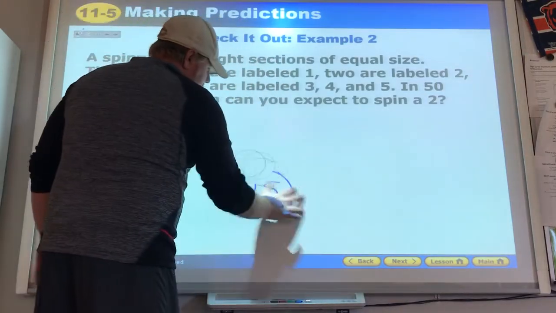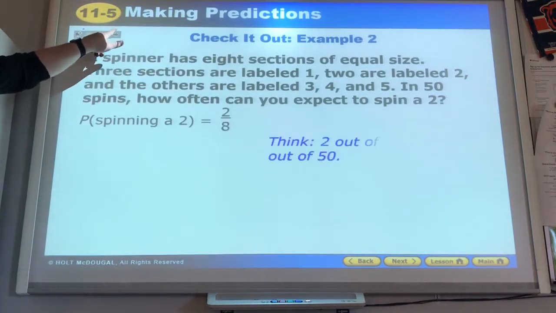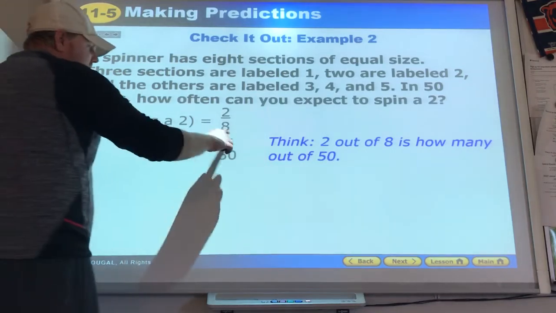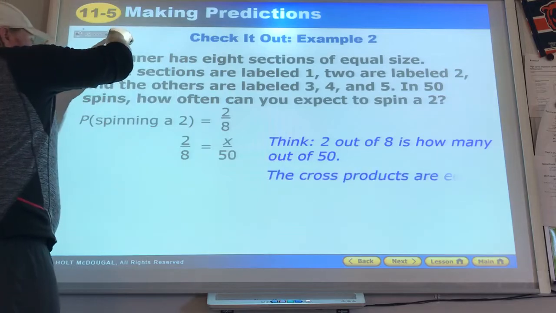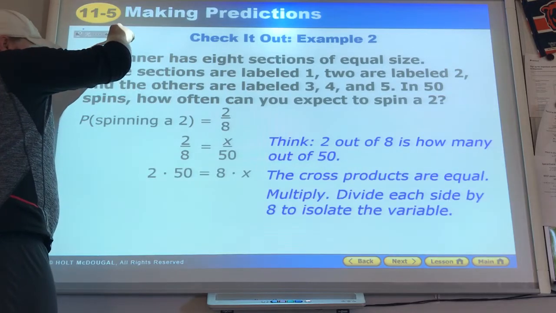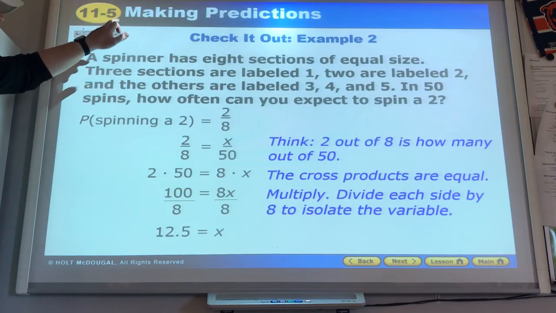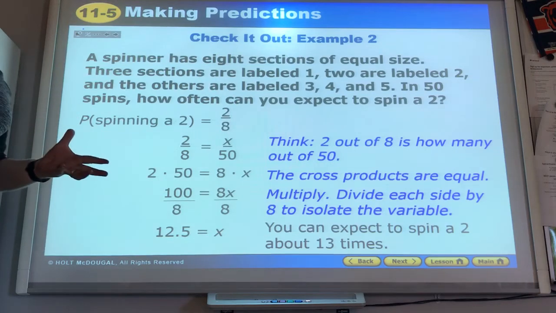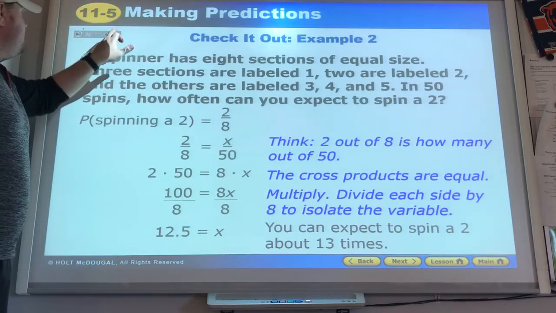They're going to show you, set up a proportion, okay? All right, so 2/8. 2 out of 8 times you'll spin a 2. So how many times out of 50 will you spin a 2? All right, we're going to cross multiply. And you're going to see, 100 equals 8x. Divide each side by 8. And we got that. Anytime you have a probability or a percent, if you take those times the total number, that'll give you the number that represents them.